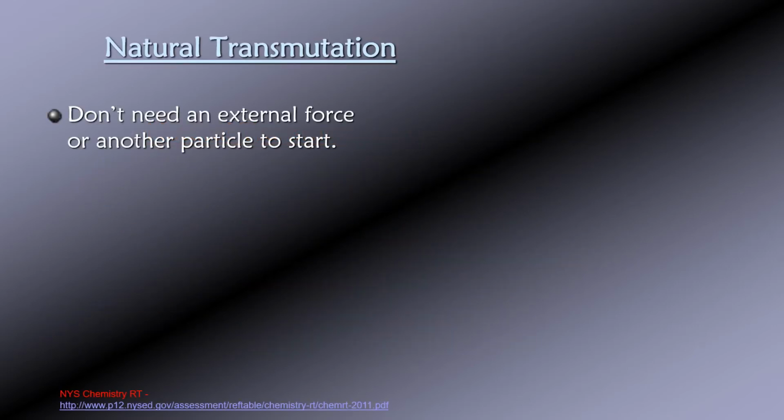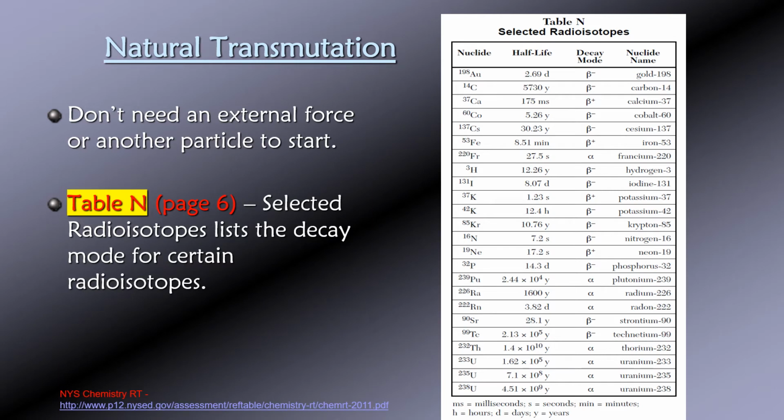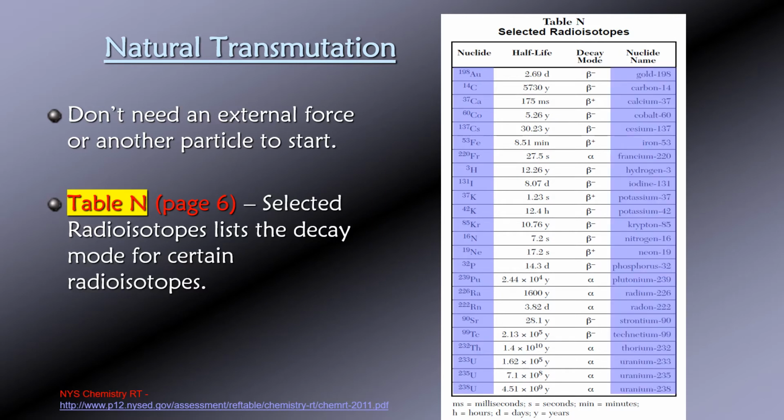So let's take a closer look at natural transmutations. So basically, as we said, they don't need any external force to get them started. And if you look at page 6 in your reference table packet, you have table N on page 6. This is what table N looks like. And table N has a whole bunch of radioisotopes in the first column, and then it has the names for those isotopes in the fourth column. And then in the third column, this table gives you the decay modes for all of these isotopes.